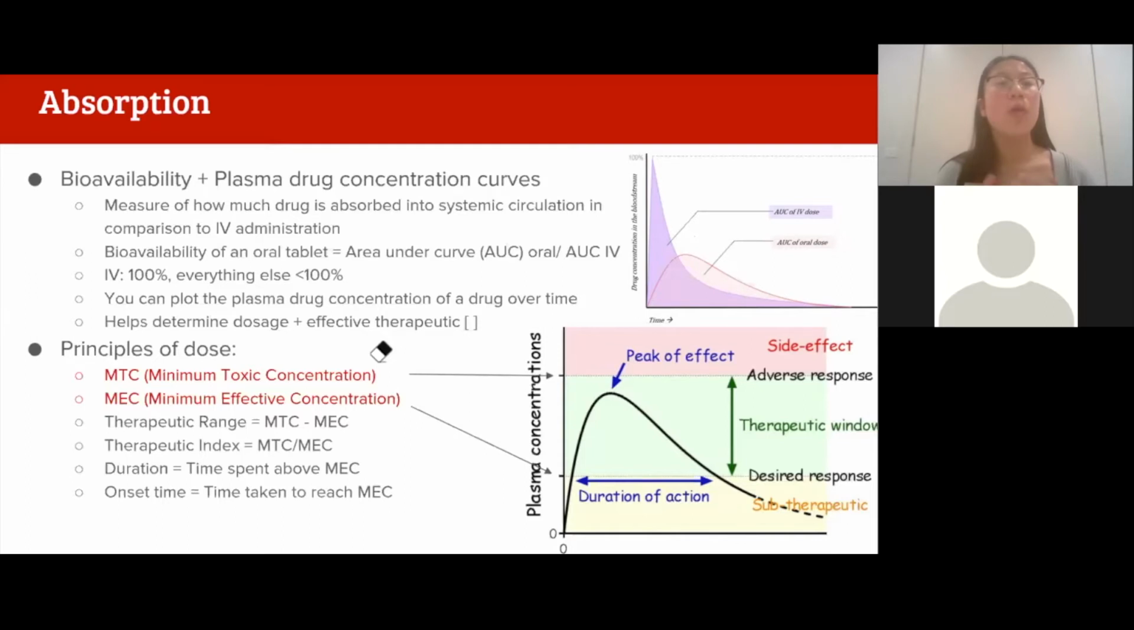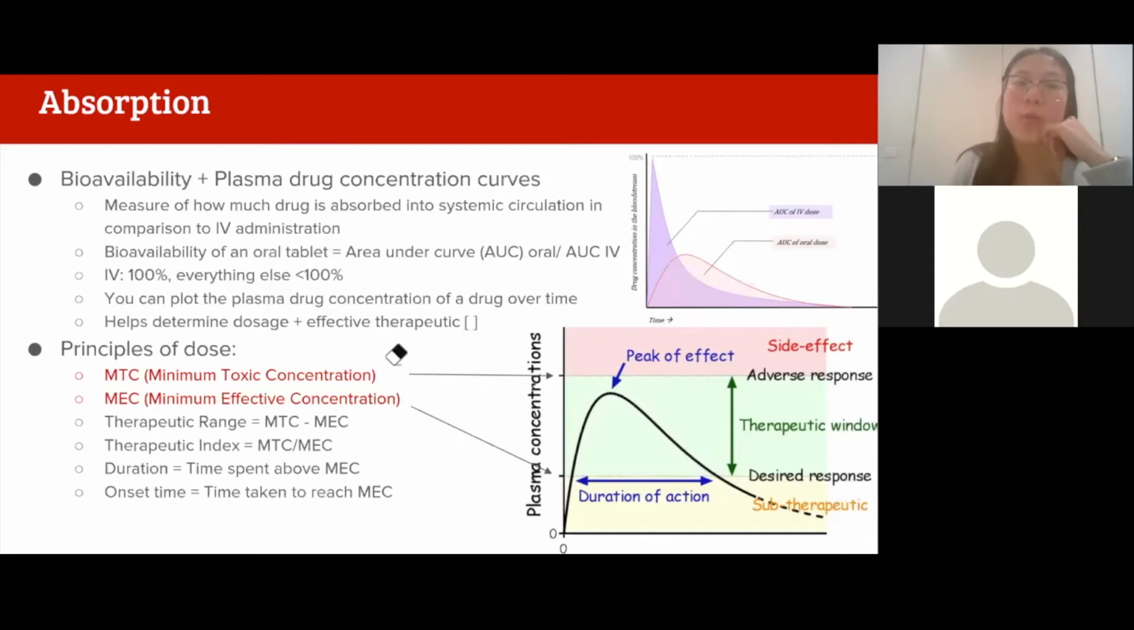So the overall principles of dose, we've taken this pink graph here, yeah? We're having a look at it. So it's plotted over time, and we're having a look at the plasma concentration. So what is this drug's concentration in the bloodstream or in the blood plasma? See, it takes a while before it reaches its peak of effect, right?